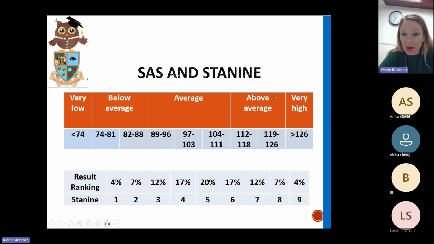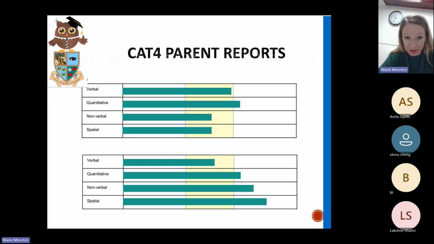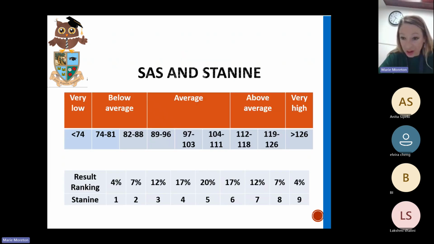Children who are 112 to 126 would be above average for whatever ability area they score that for. Anything over 126 is very high.